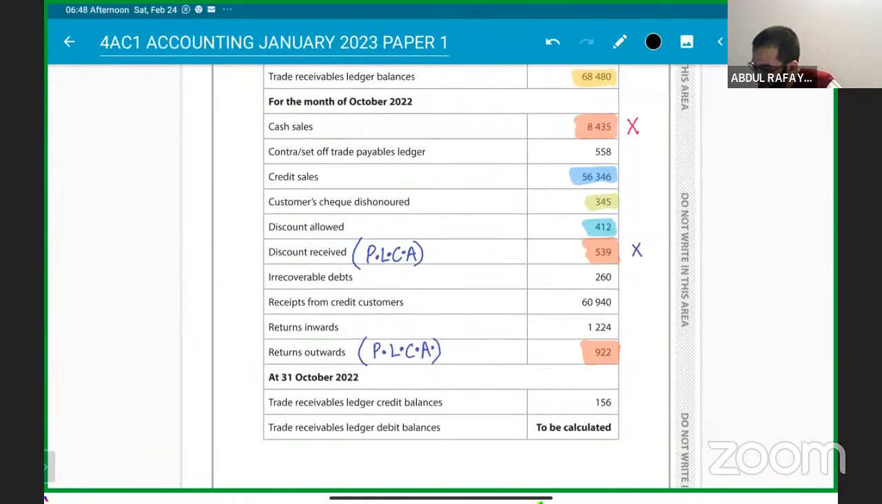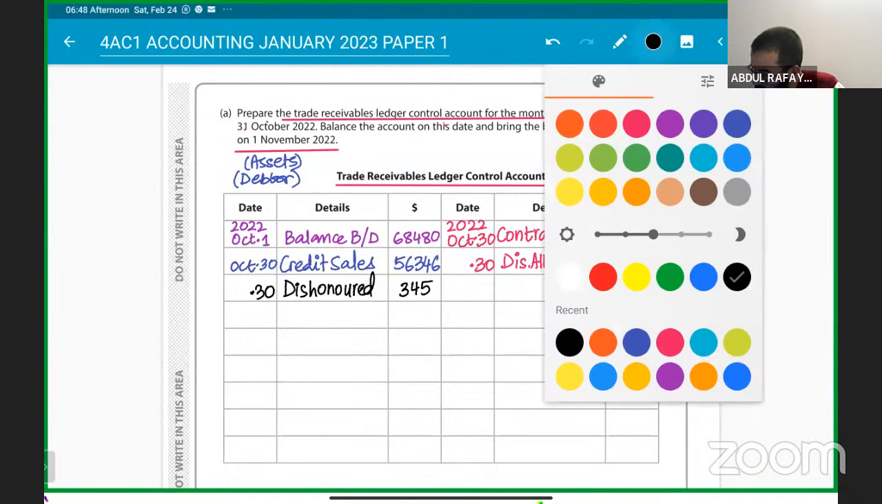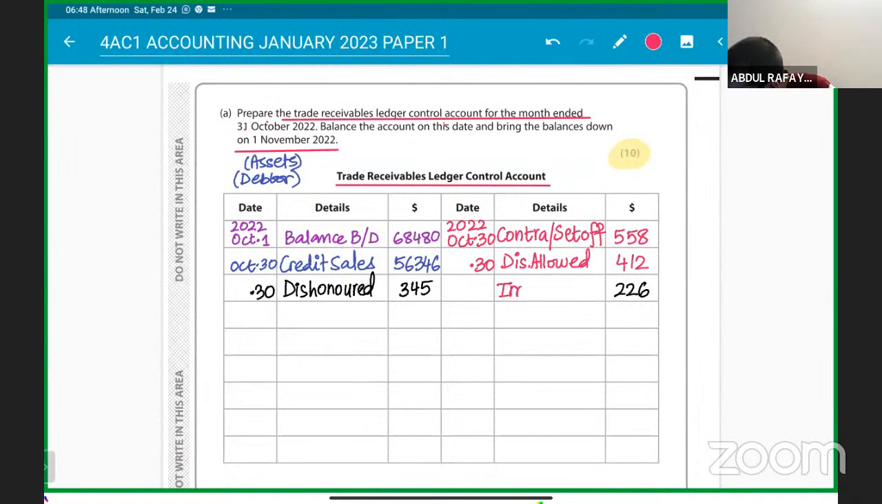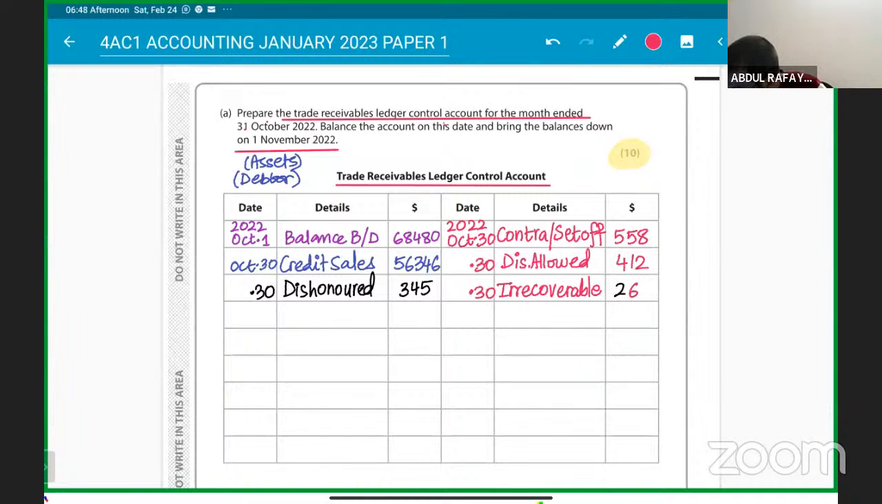You have a couple of things left to complete this, so let's quickly do that. We have irrecoverable debts. Irrecoverable debts 100% reduce the debtors. You must know that when the customer can't pay us, we have to make them irrecoverable debts. So we have 260 as irrecoverable debt.